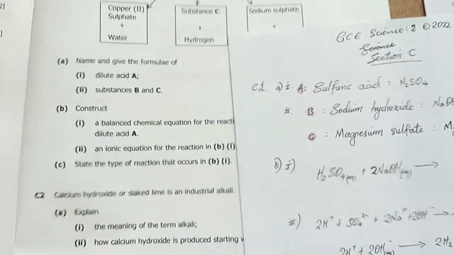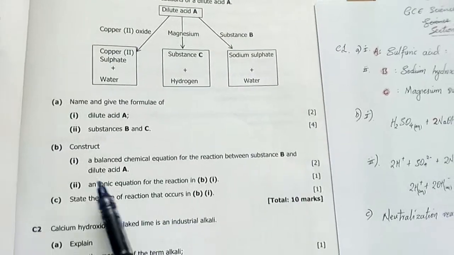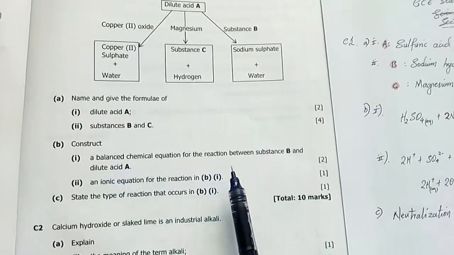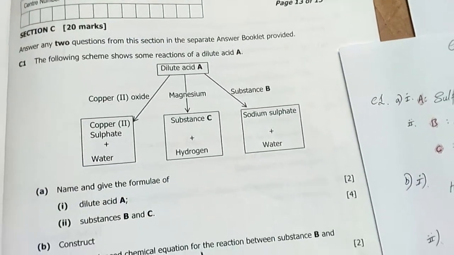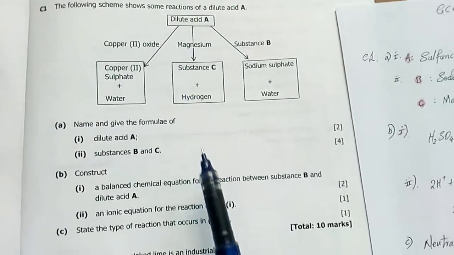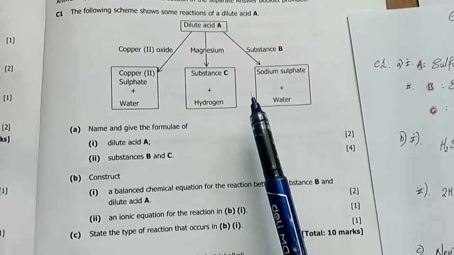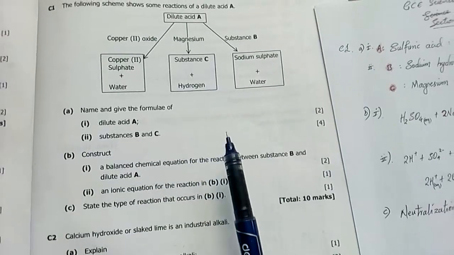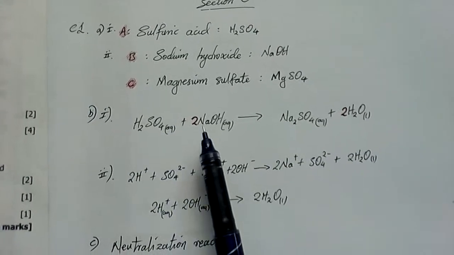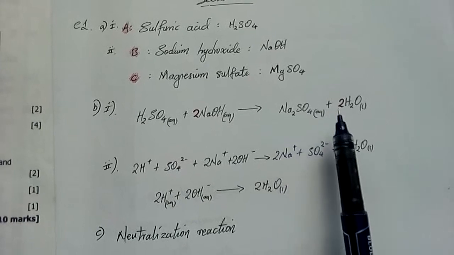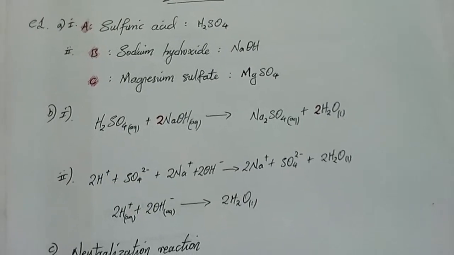Allow me to put my paper on the side here so that it can be easy for me to shift. We have scored all the 6 marks here. So B: construct a balanced chemical equation for the reaction between substance B and dilute acid A. These questions are tricky if you have no idea what you're doing, because once you mess up here, everything will be wrong. We already know that A is sulfuric acid and B is sodium hydroxide. Now they want us to construct a balanced chemical equation. My construction was as here: H2SO4 plus NaOH gives us Na2SO4 plus H2O. Then you balance it by putting these coefficients. That is my balanced equation.